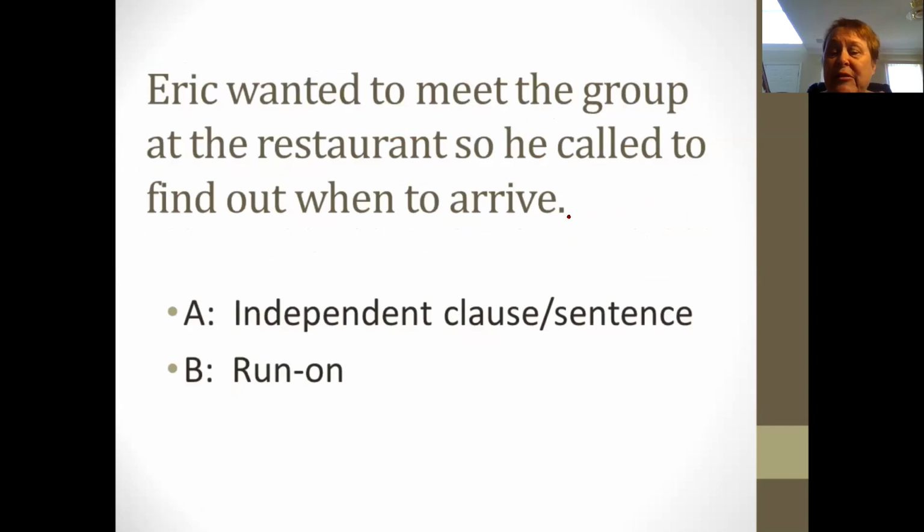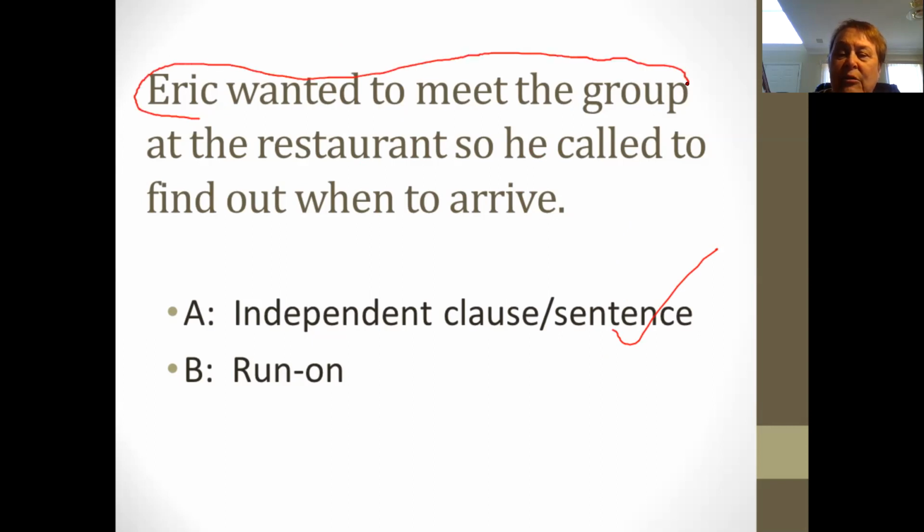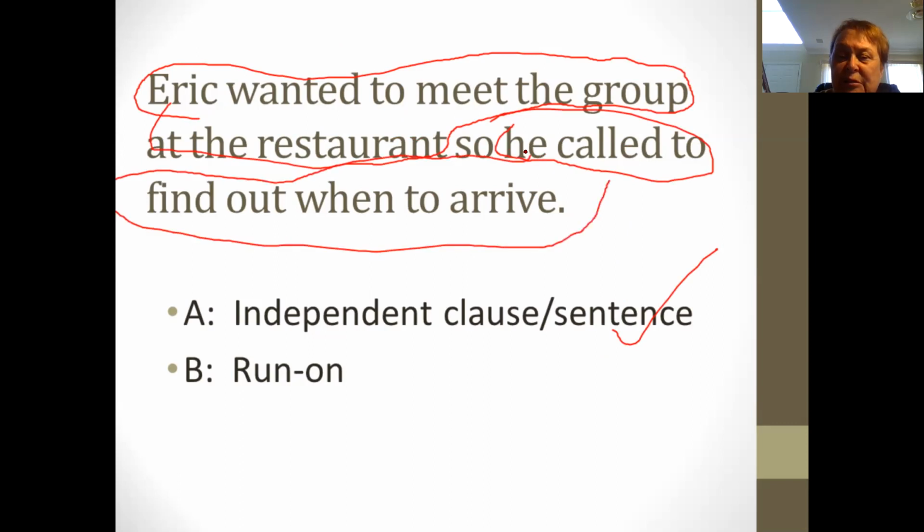Eric wanted to meet the group at the restaurant, so he called to find out when to arrive. Take a moment, think about that. Okay, what did you say? Did you say it's a complete sentence, an independent clause? If you did, you're right. And notice, let's have a look. Can you see the two independent clauses here? Eric wanted to meet the group at the restaurant. He called to find out when to arrive. That's the second one, a little bit hard to circle here, but they're connected together by our coordinating conjunction. So it's a good one.